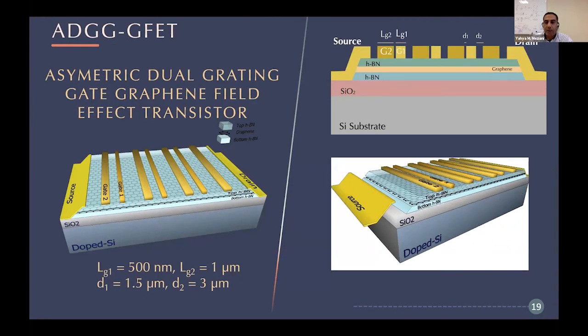Okay, so then the next step is to develop this asymmetric dual grating gate graphene field effect transistor. So we have our flake, you can see the bottom HBN, graphene, and top HBN. We are etching to make 1D contacts for the source and for the drain, and then using e-beam lithography to make these fingers, gate 2, gate 1, and so on. In this case, we fabricate this asymmetric dual grating gate with these dimensions, where the gate 1 is about 500 nanometers, the gate 2 is about 1 micron, and the distance between gate 1 and gate 2 is 1.5 microns, and the other side from gate 2 to gate 1 is about 3 microns.